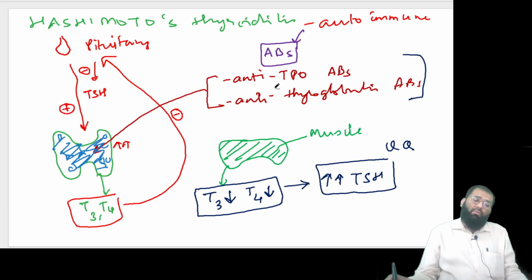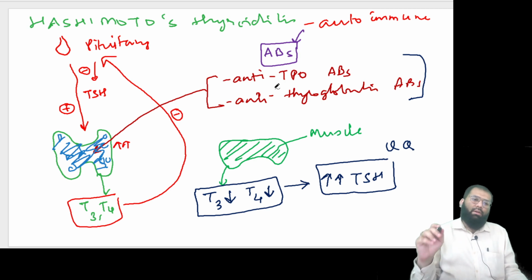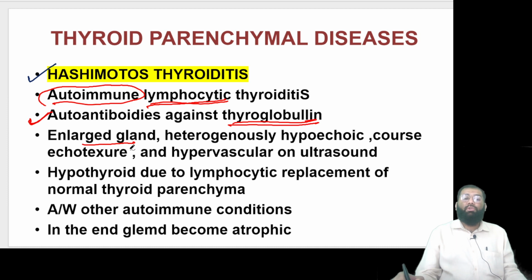Now with all this basic pathogenesis, let us come to what the epidemiology and rest of the things are. So when it comes to Hashimoto's disease, this is an autoimmune disease, very important, and there is lymphocytic infiltration. So this is called lymphocytic thyroiditis, and there are autoantibodies against thyroglobulin that we have seen, anti-thyroglobulin and anti-TPO antibodies. Then the entire gland becomes enlarged because of lymphocytic infiltration, heterogeneous hypoechoic cores, and initially the vascularity increases in the acute phase because of inflammation.